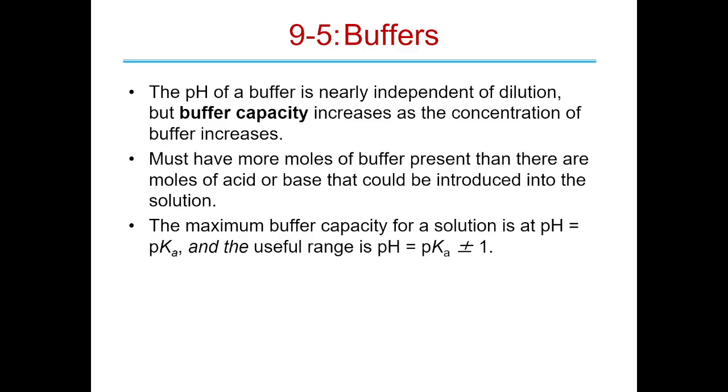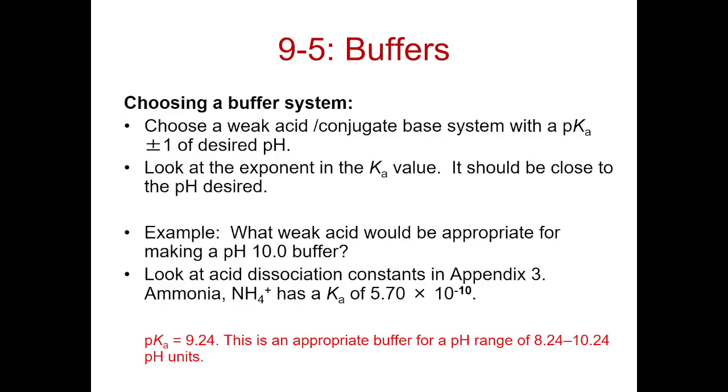So that's the ideal, the maximum buffer capacity. The useful range of a buffer will be 1 unit of pH around the pKa. So the pKa plus or minus 1. And again, that's because pH equals pKa plus log of the ratio, right? So once you get past 1 above or 1 below, you're talking about 100 to 1, 1,000 to 1 ratios, right? Meaning you have almost nothing on one side of it. You've used it all up on one side.